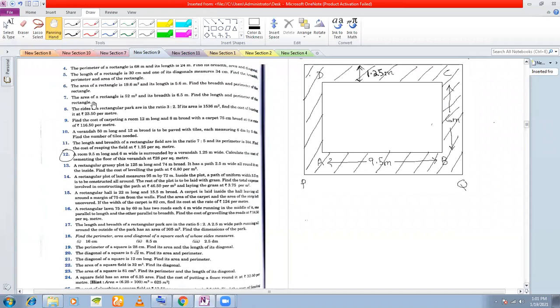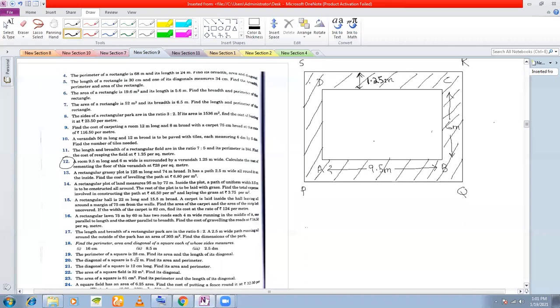But in order to find out the area, I will require the length and breadth of the bigger rectangle also. So if you see, if this is 1.25, this should also be 1.25. This should also be 1.25. And this should also be 1.25.